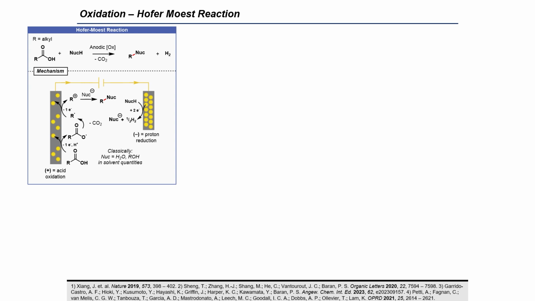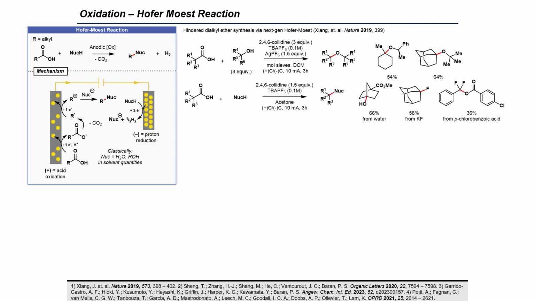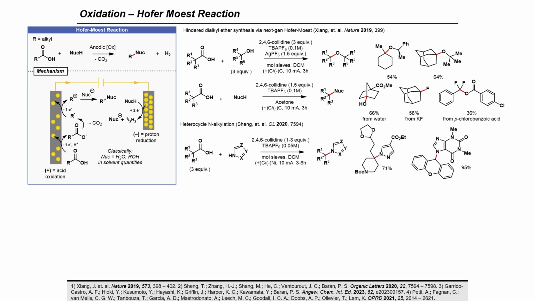The reaction has not been too popular in synthetic literature, but recent advances have made it more attractive for modern organic synthesis. Recently, the Baran lab demonstrated that the Hofer-Moest reaction can be used to forge hindered dialkyl ethers using a slight excess of the trapping alcohol. This reaction was not limited to just alcohols as nucleophiles. Water, carboxylates, and even fluoride could trap this electrochemically generated carbocation. In separate follow-up work, this platform was extended to azole alkylation as well, with minor changes in the reaction conditions.